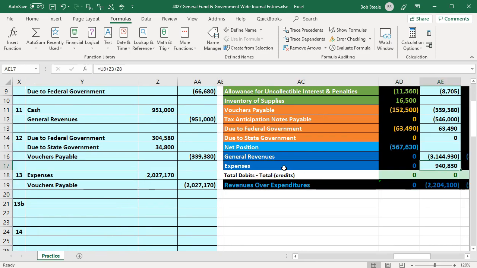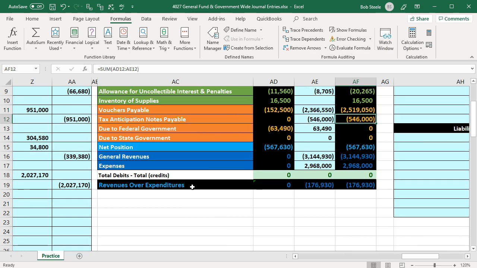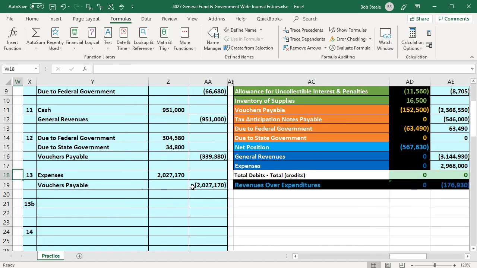We are in AE17, double clicking on AE17, going to the end of it, plus pointing to that debit balance. Then we're going to go to the vouchers payable. Vouchers payable here. We are in cell AE11, double clicking on AE11 plus, and then pointing to that credit, bringing that balance up, putting us back in balance. That's it. Let's see what is next.